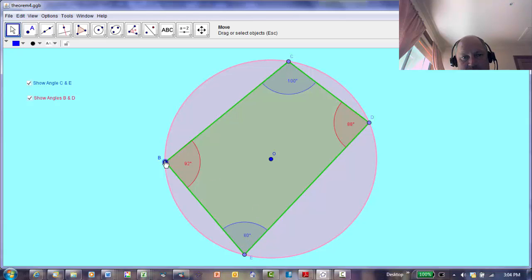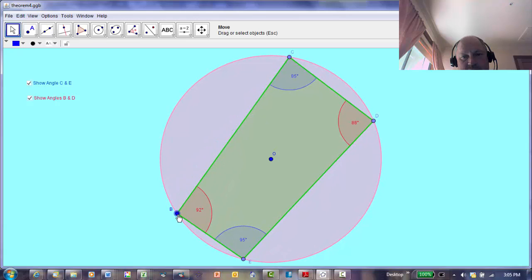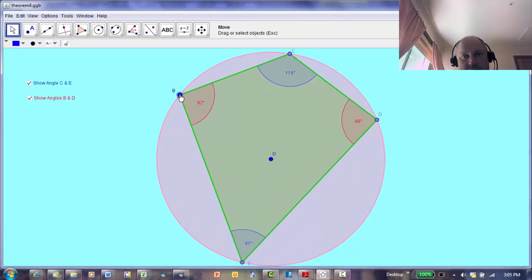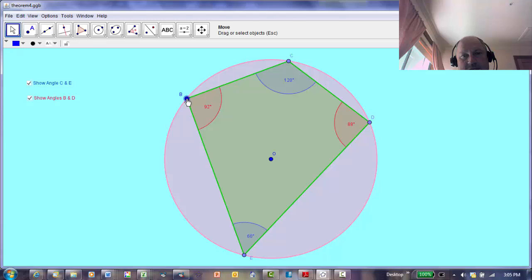If I move B around, C and E will change again. So I can do something like, let's make angle E, say 100, and you'll see C is 80, but of course we can make them any size we want. It looks a bit like a kite to us. You can see C is 120 degrees and E is 60, both add up to 180.